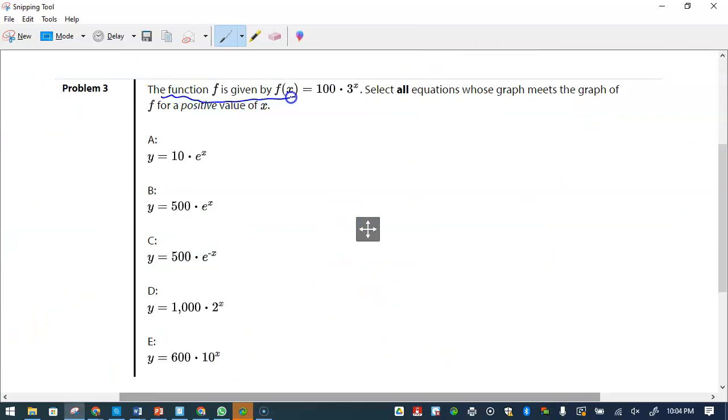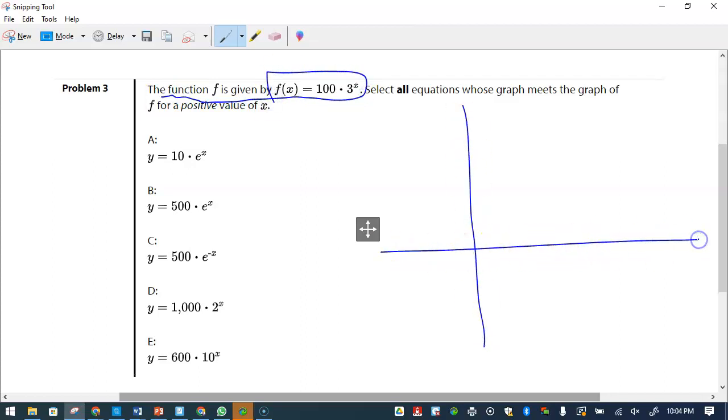The function f is given by this. See this part? What it basically means, let's put it like this, it starts at 100. Let's put it 100, right? And then when it is 0, if you put 0 here, it is 100. That's where it starts. And if it is 1, it becomes 300, because 3 raised to 1 is 3. So 3 times 100 will be 300. So that's how the point is.